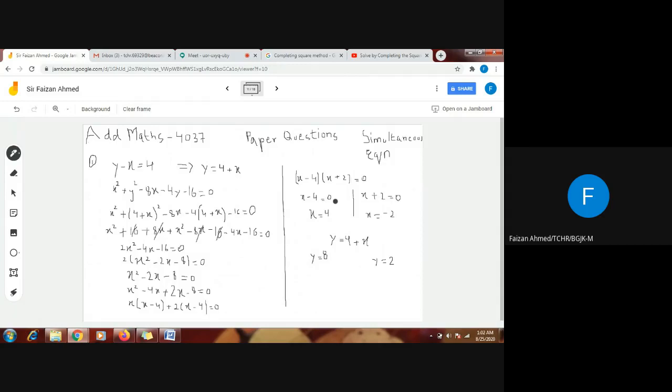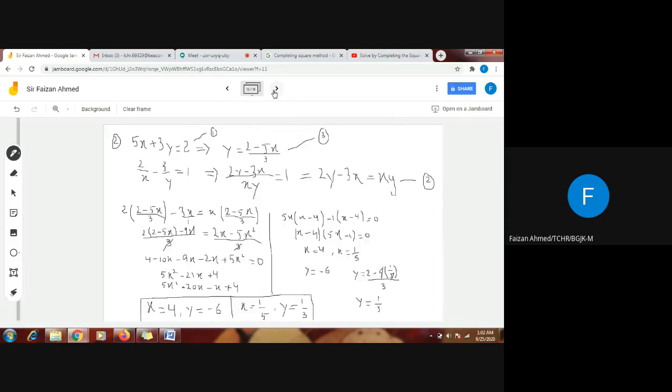So since I have got the two values of x, I will put them one by one in equation number 3, y is equals to 4 plus x. And I will get the values of y as 8 and 2. When I put x equals to 4 here, 4 plus 4 will be 8. And when I put minus 2 here, 4 minus 2 will be 2. So the solutions are: when the value of x is 4, the value of y is 8, and when the value of x is minus 2, the value of y is 2. So this was question number 1.